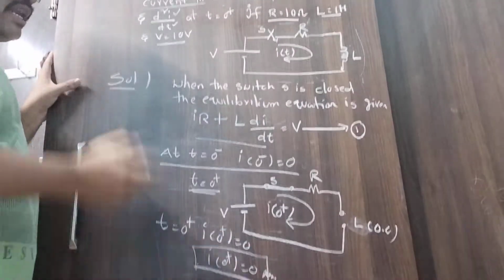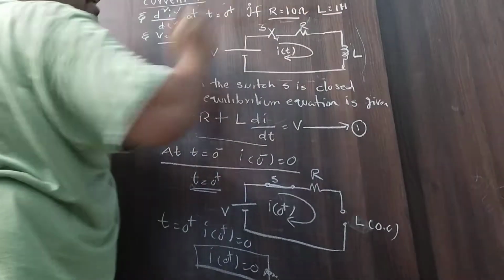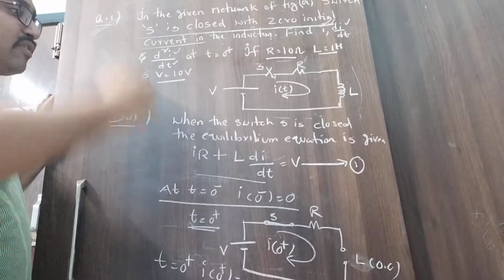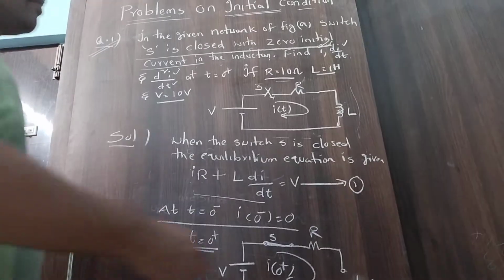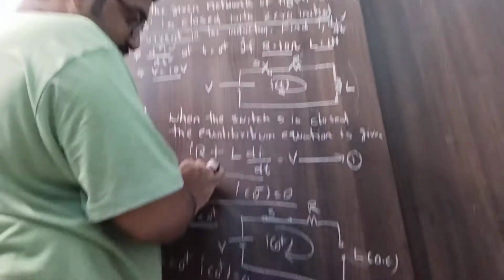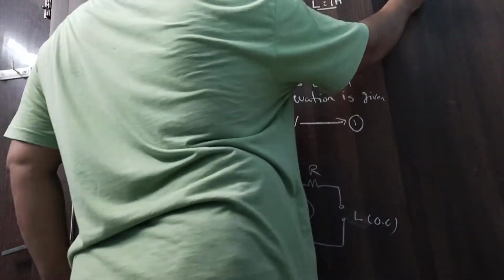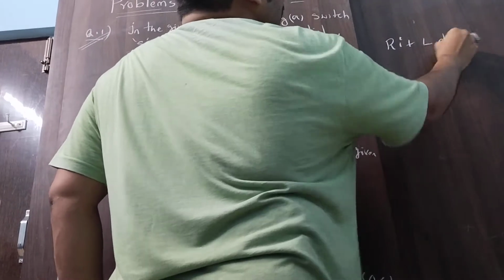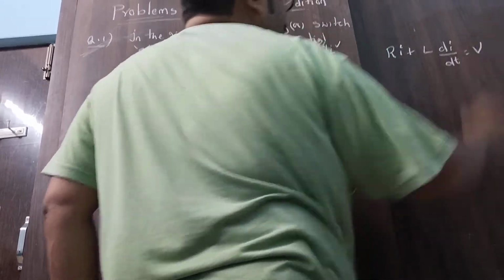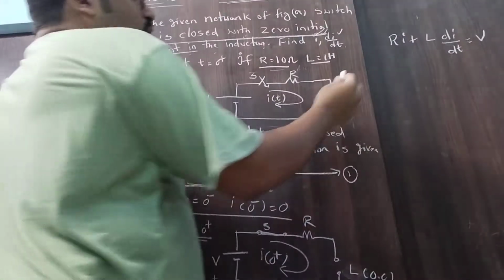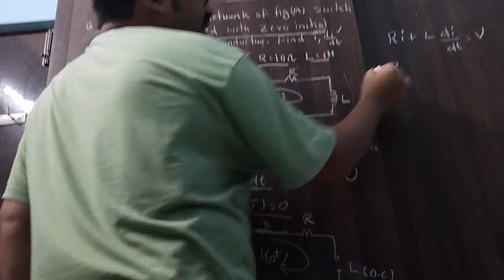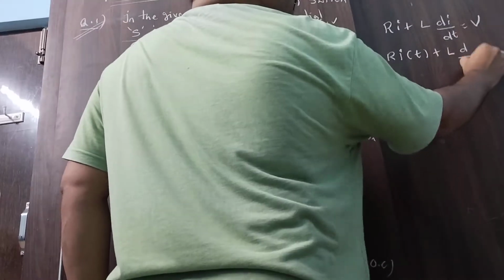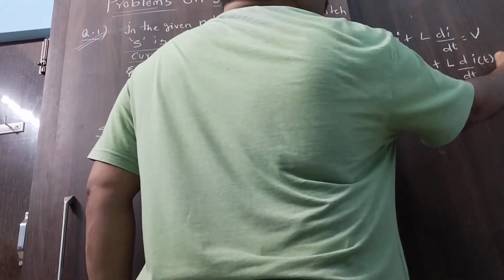We have found that. Now come to the next point. I need to calculate dI divided by dt. So how to calculate dI divided by dt? It's very simple. See here, we have the equation: R into I plus L into dI divided by dt is equal to V. In terms of I of t, I write R into I of t plus L into d by dt of I of t is equal to V.